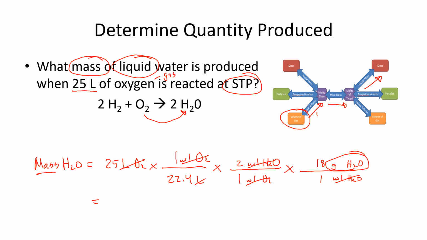Okay, so let's bang it in our calculator and see what we end up with. 25 divided by 22.4 times 2 times 18 equals, and I got, look at that, 40 again. 40 grams of H2O. There, I hope that helps. Follow those steps and stoichiometry will be no problem.